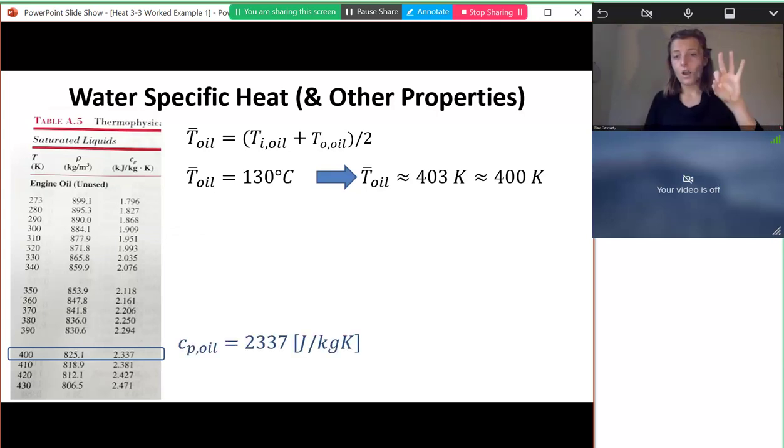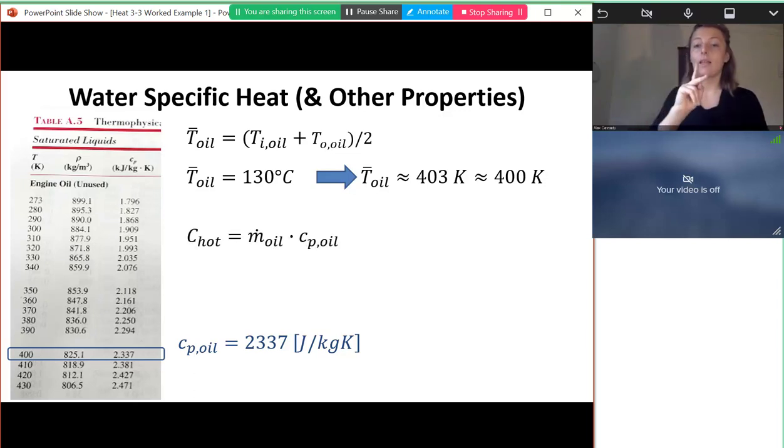So we get a value for CP from the table. Again, you have to watch the units when you're doing this because it gives us CP on the table in kilojoules per kilogram Kelvin. But I'm going to change that right into joules because I want to change this into watts later. But if you kept it as kilojoules, that would be fine. You just really have to track your units when you're doing your equations. So now I know CP of oil. I don't know the M dot of the oil yet.